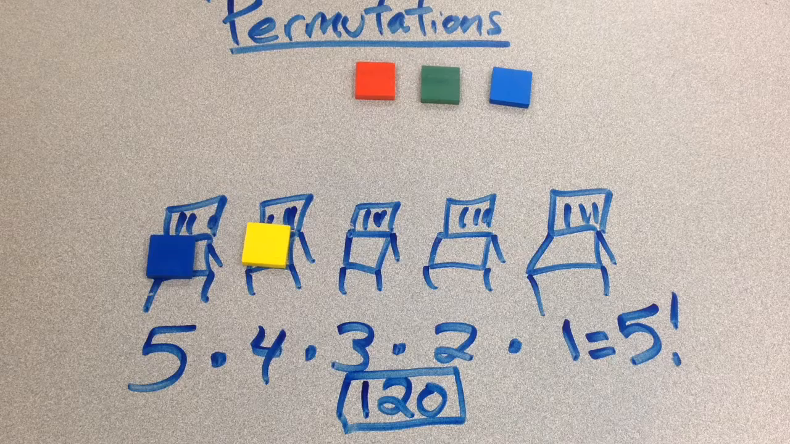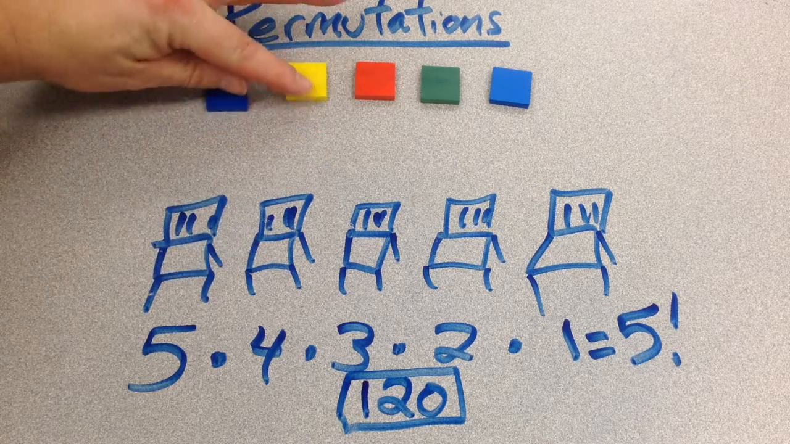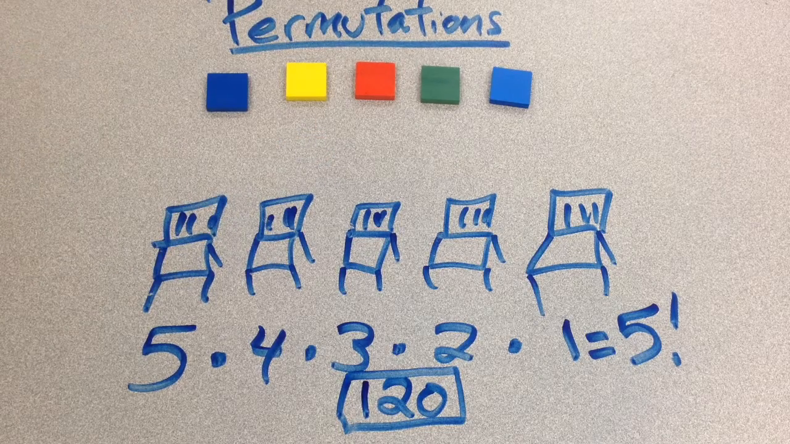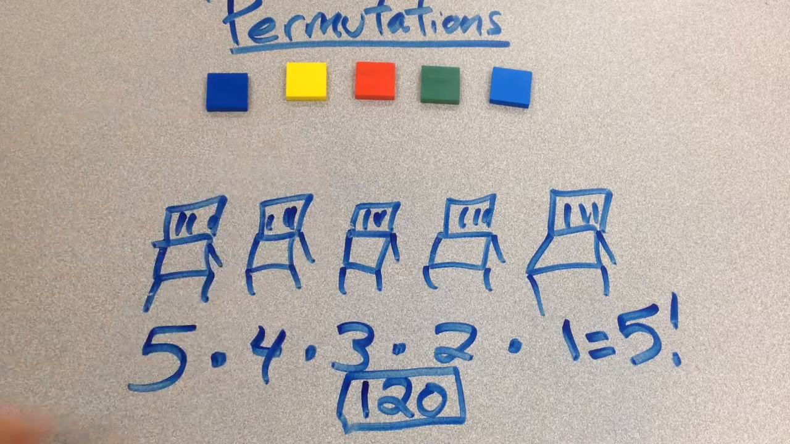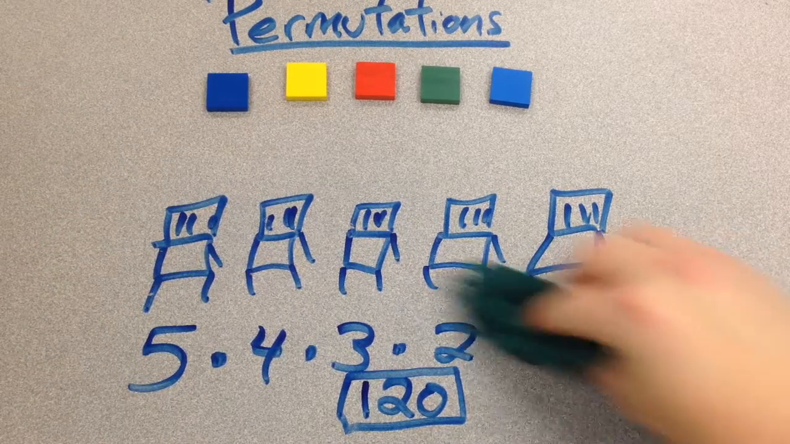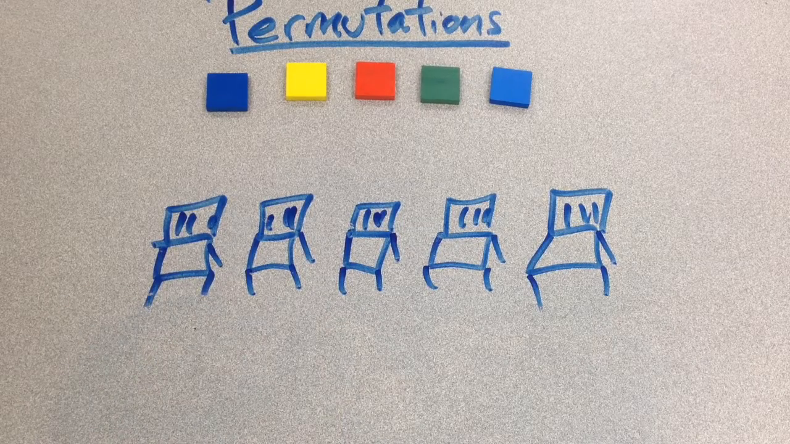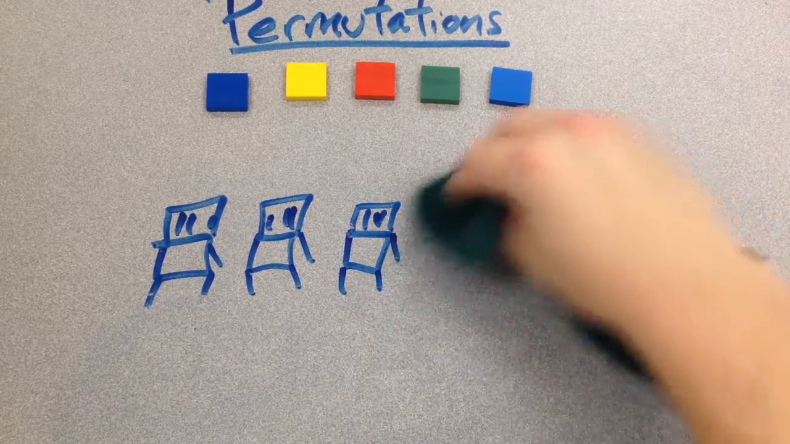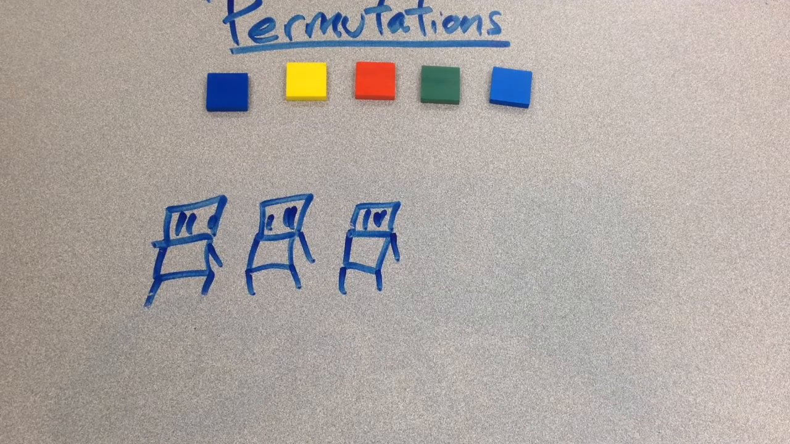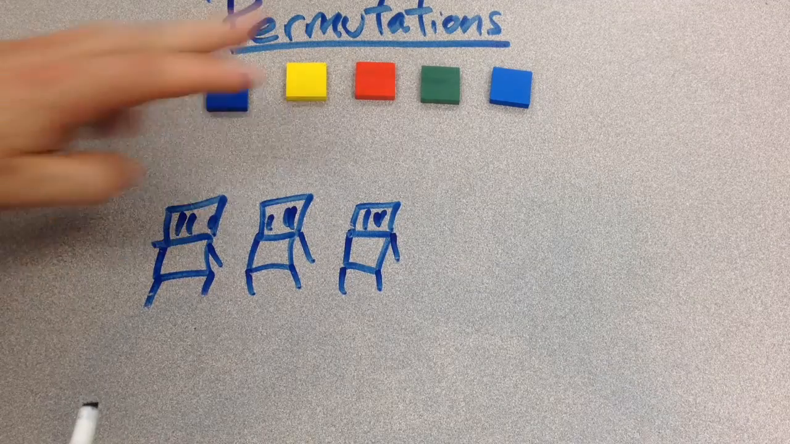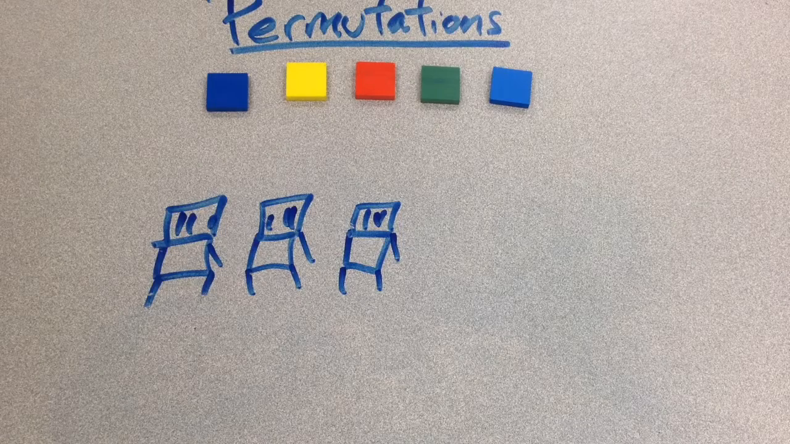Okay? Now, I want you to watch what happens if I just change one piece of this problem. So that was 5 people, 5 chairs. Now I'm going to do 5 people again. The only difference is I'm only going to do 3 chairs. Still the same amount of people, but less chairs. So now this truly becomes almost a race. Multiple people are in the race, but only 3 people can place, first, second, third.